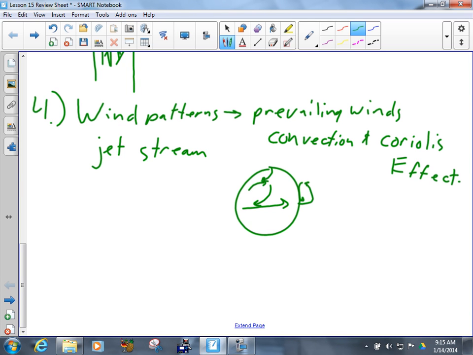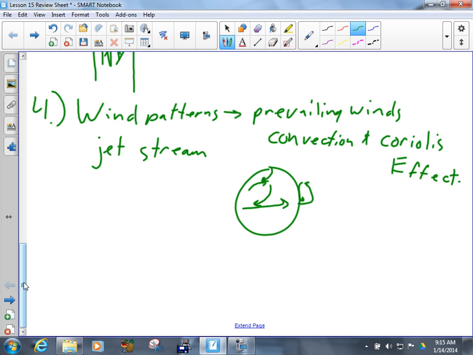Now, what do we call these winds here that were the easterlies at the equator? They had a special name. Anyone remember? Trade winds, right? These were the westerlies and these were the polar easterlies. Those could be like multiple choice type things.